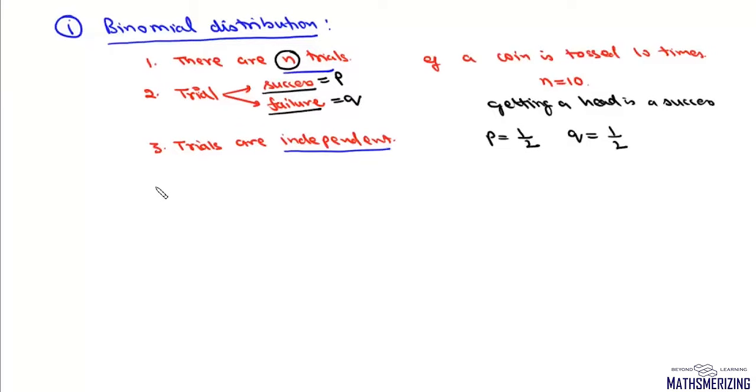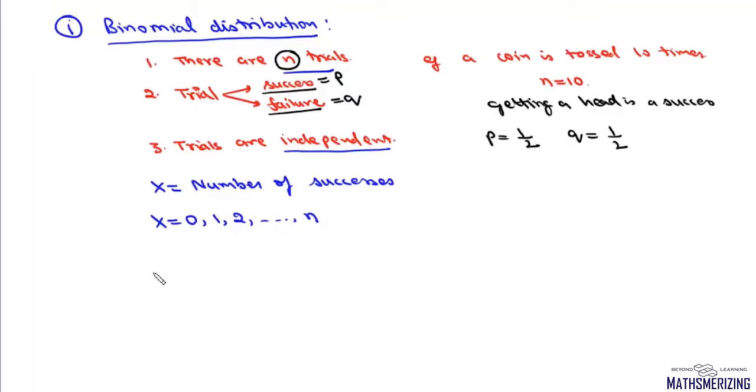Now here we define the random variable x as the number of successes. Clearly, if we conduct n trials, then the value of the random variable can be 0, no success, exactly 1 success, exactly 2 successes, up to exactly n successes. So for a binomial distribution, the random variable can take any of these n plus 1 values.